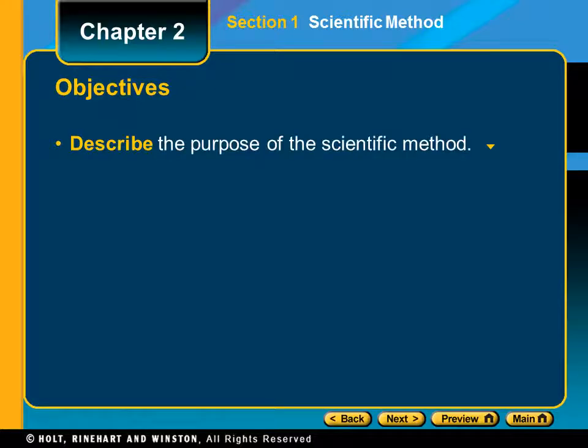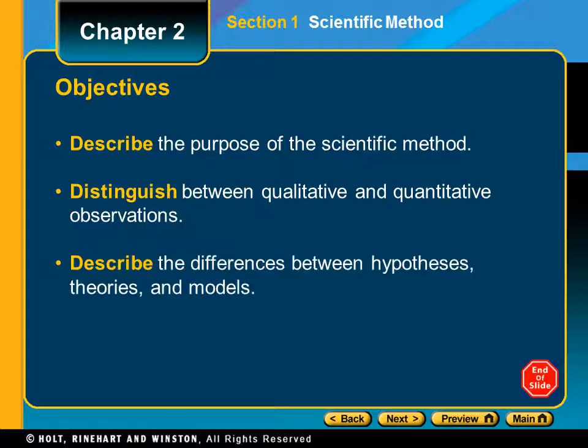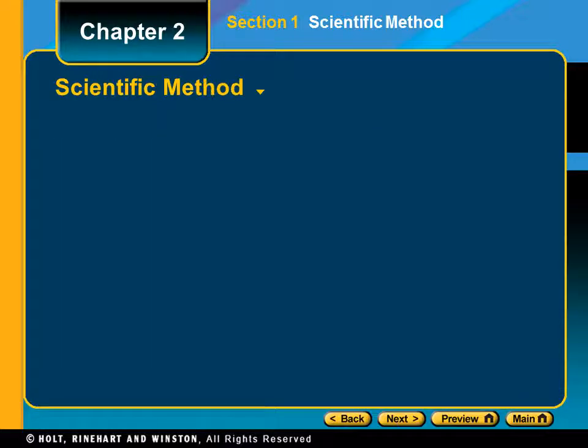We want to understand the purpose of the scientific method. We want to know the difference between qualitative and quantitative observations. We want to be able to describe the difference between hypotheses, theories, and models.